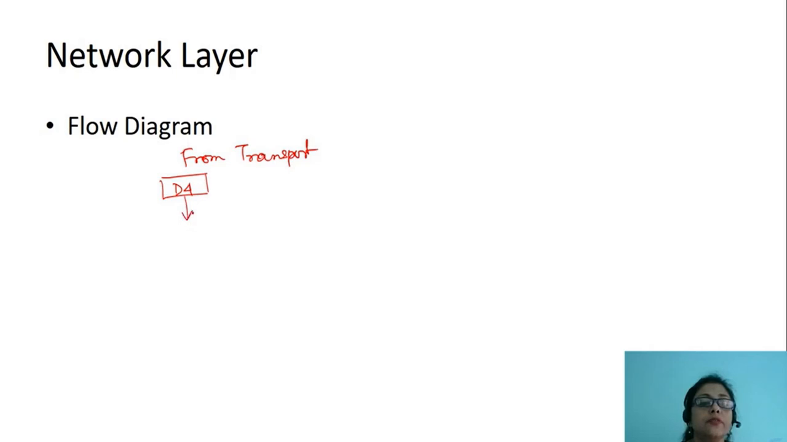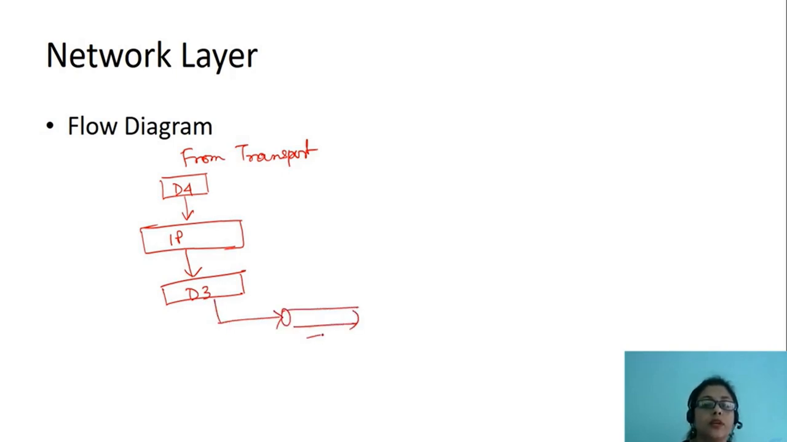On receiving the D4 data, it will convert it to IP, and what we get is the D3 data. The D3 data then passes through the transmission medium. Now this is the sending computer and we have a receiving computer over here.